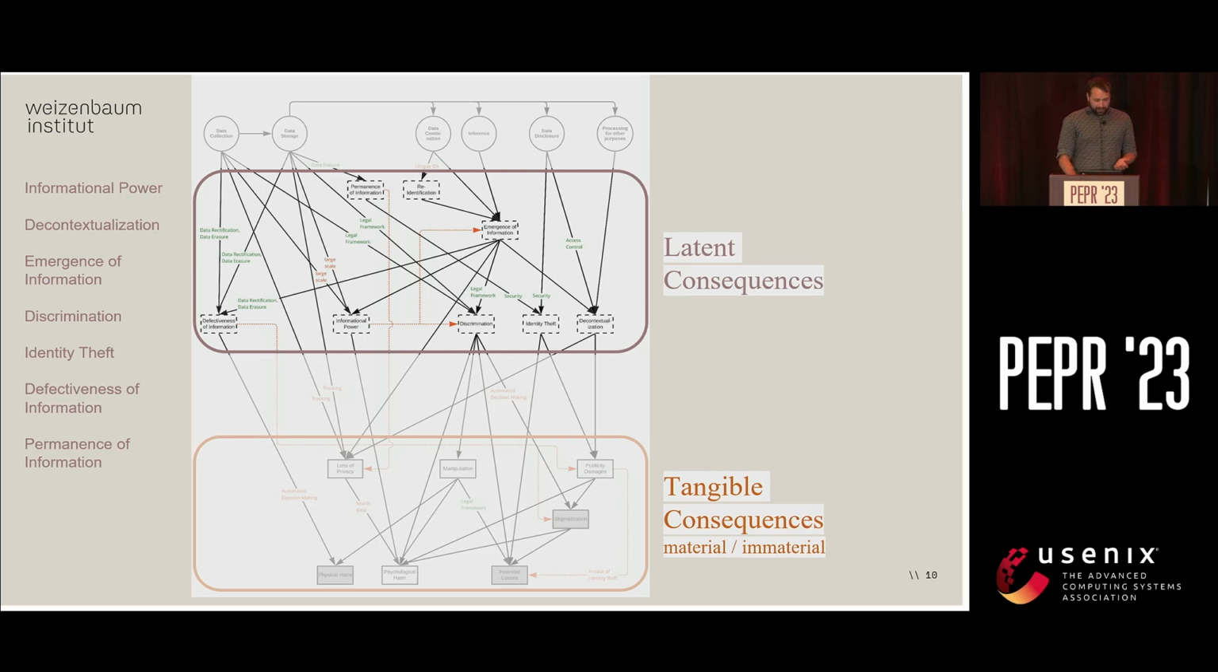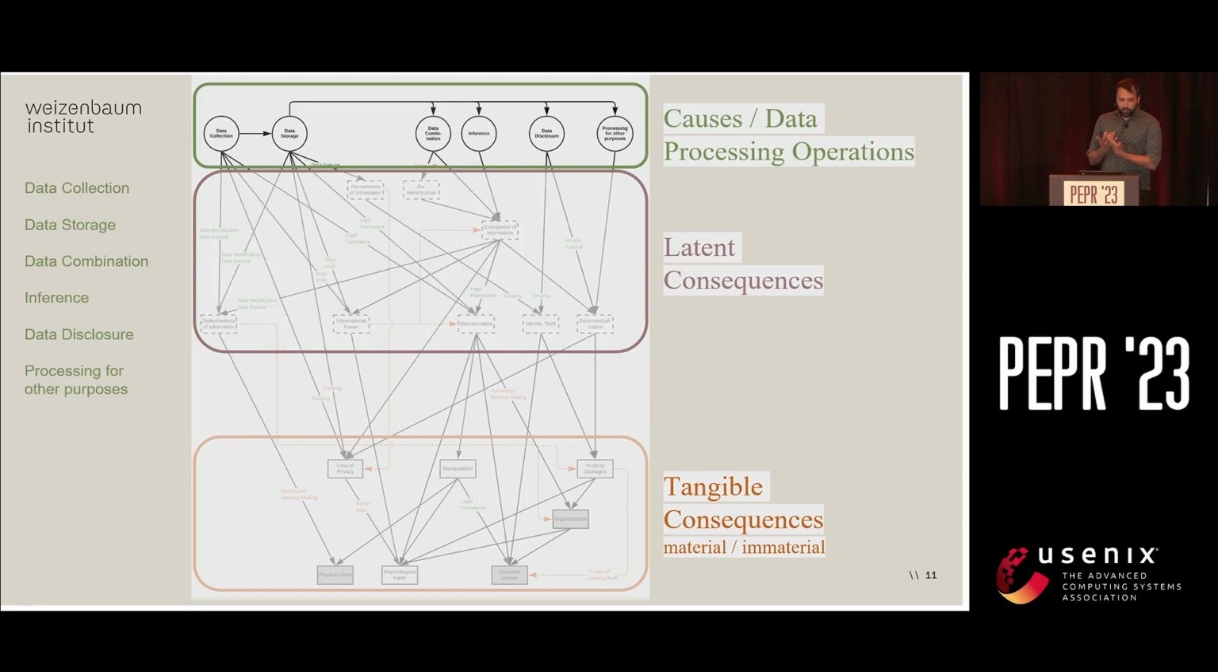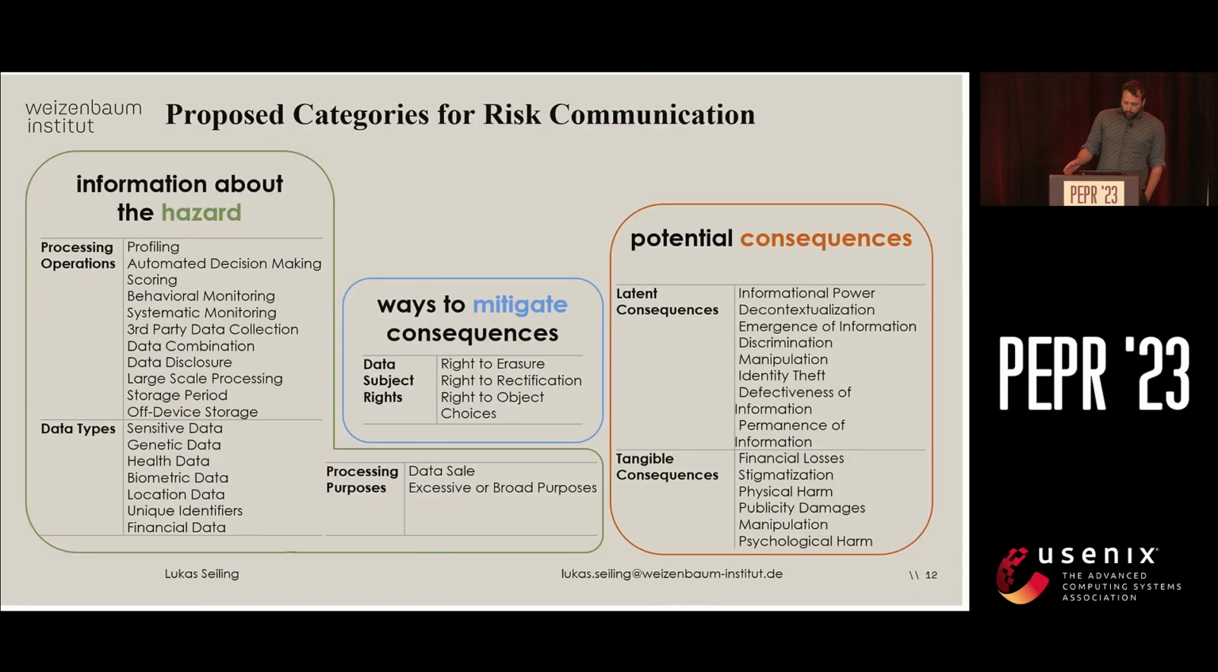But the good thing is that we know what creates these consequences, right? And this is, at least according to our results, processing operations. So storage of data, inference, right, in our case. So how can we now use this as a guiding principle for communication? And again, don't be overwhelmed. These are the risk categories that we come up with.